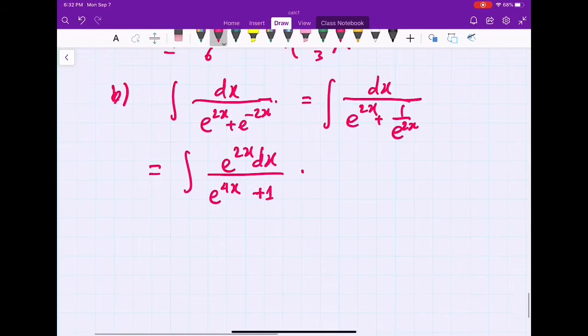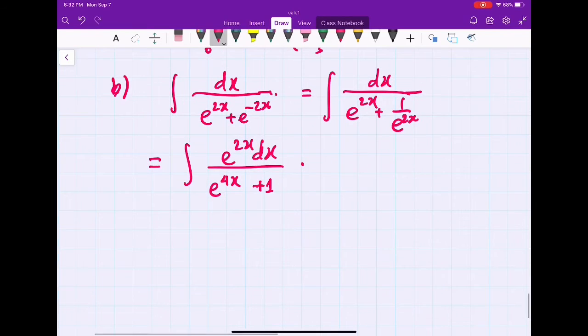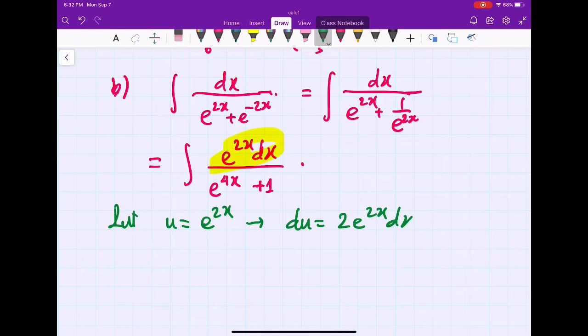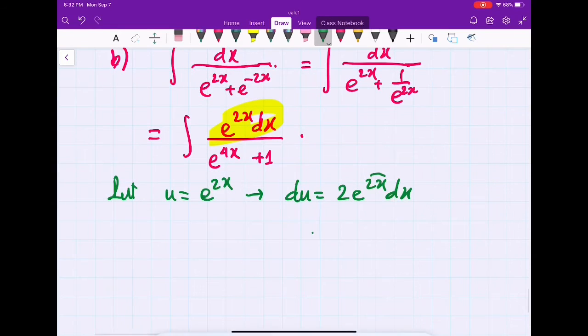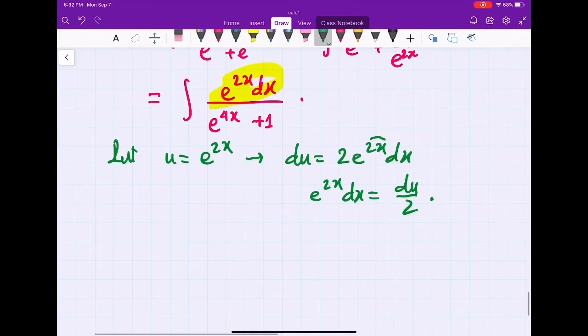Since I see e to 2x dx, and here I have e to 4x, I put u equal to e to 2x. From here I get du is 2 e to 2x dx, e to 2x times the derivative of 2x, which is 2. From here I get e to 2x dx equal to du over 2. And my integral is equal to 1/2 du over u squared plus 1.